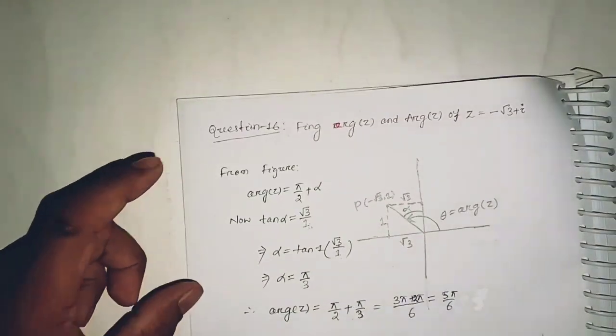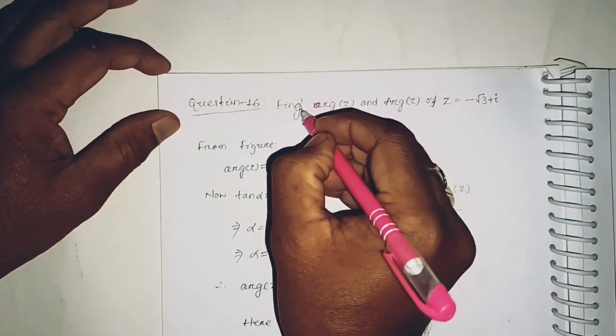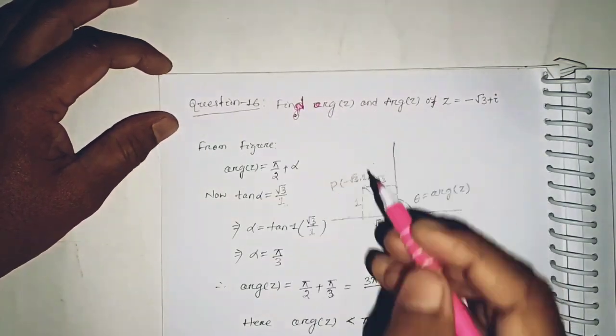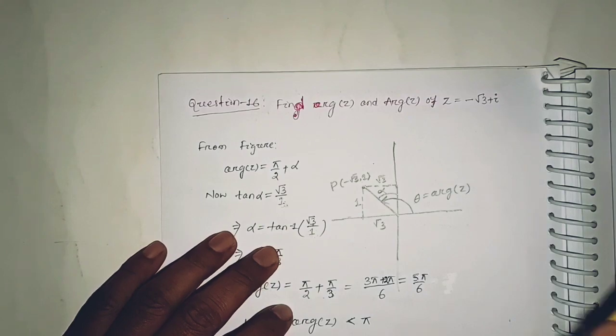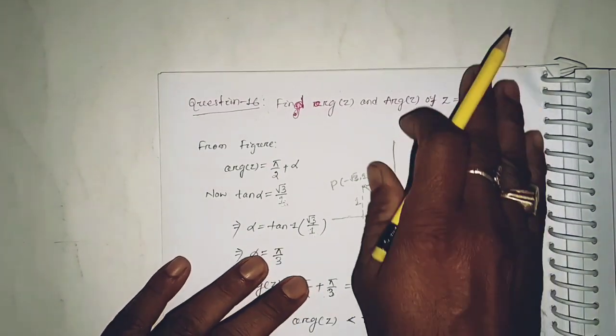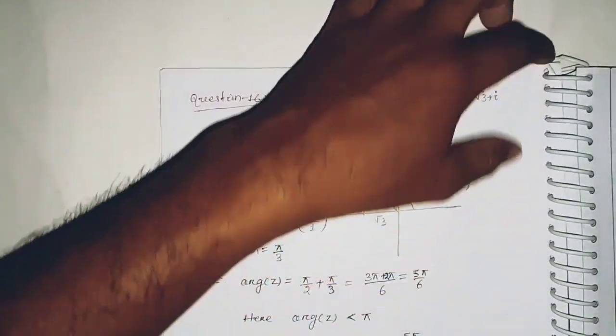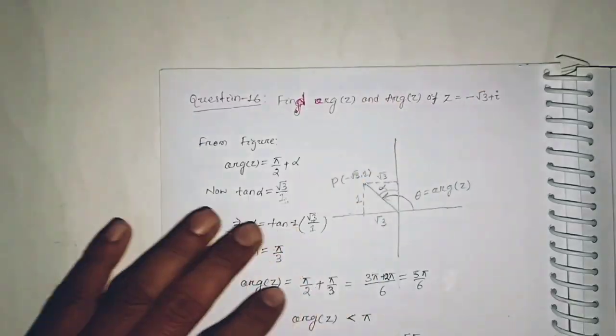Now we are going to go for another question. Find the argument of z and the principal argument of z of the given complex number, minus root 3 plus i. So first we have to locate this complex number.